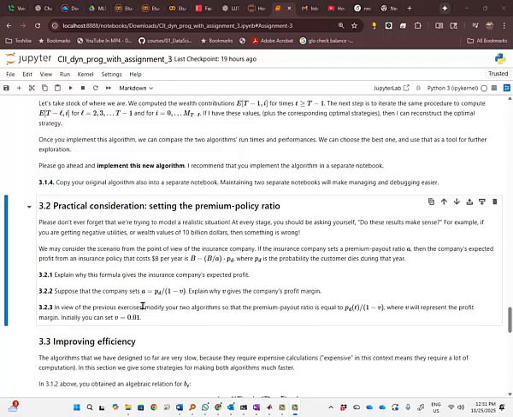I do want you to modify your two algorithms. You should have two different notebooks with two different algorithms. Modify them so that the premium payout ratio is time dependent and has this form.